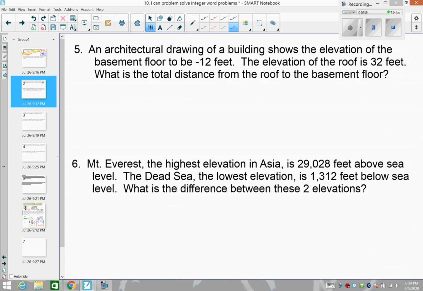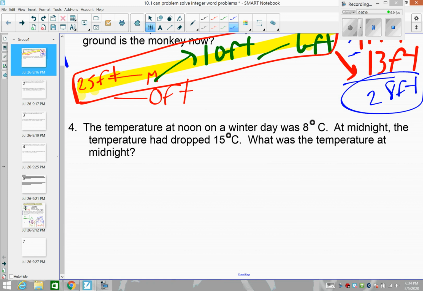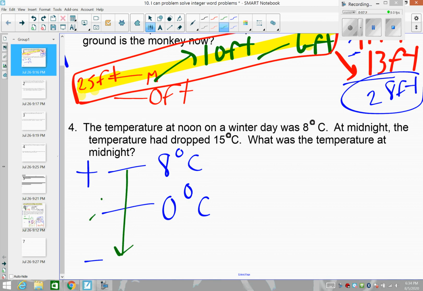Let's go back to this screen. All right, so number 4, the temperature at noon on a winter day was 8 degrees. So here's 0 degrees. This is positive. This is negative. And the temperature is up here at 8 degrees. At midnight, the temperature dropped 15 degrees. It's not at 15, it dropped 15.